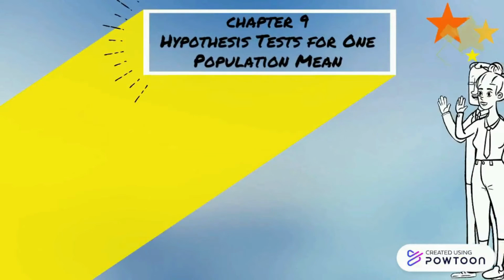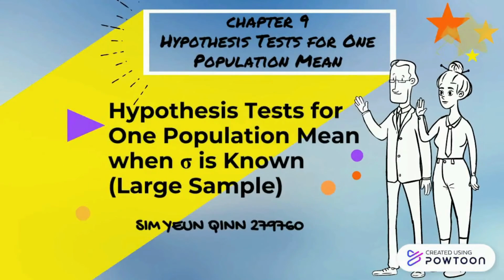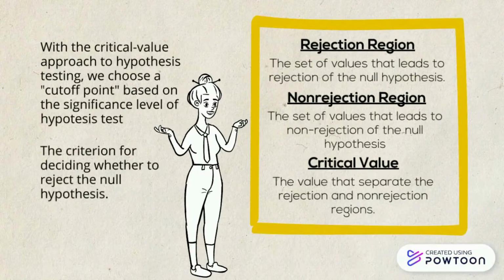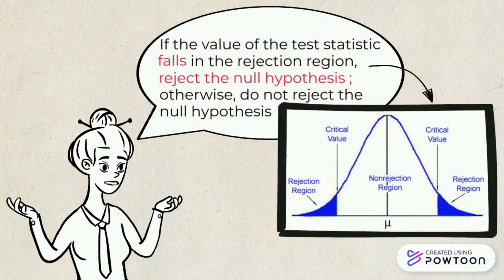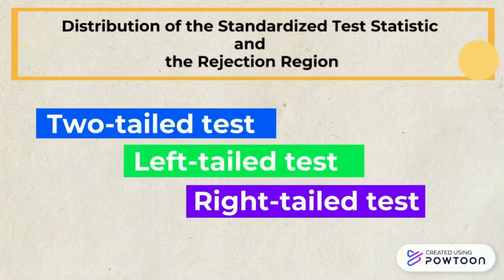Today I'm going to explain about the hypothesis test for one population mean when standard deviation is known as a large sample. With the critical value approach to hypothesis testing, we choose a cutoff point based on the significance level of the hypothesis test. The criterion for deciding whether to reject the null hypothesis is divided into three, that is, rejection regions, non-rejection regions, and critical value. Hence, if the value of the test statistic falls in the rejection regions, reject the null hypothesis, otherwise do not reject the null hypothesis.